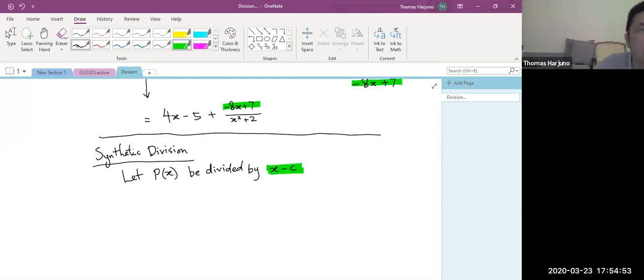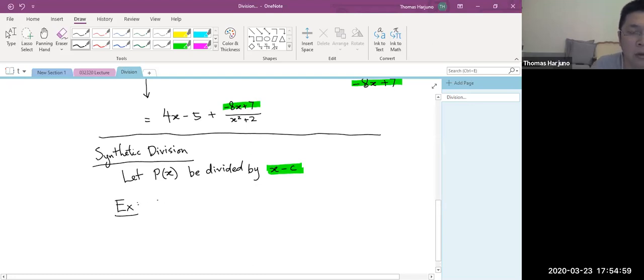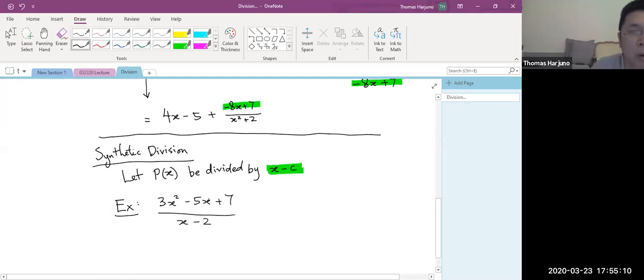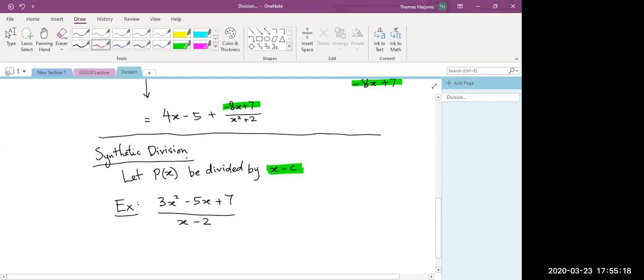Let's say, for example, so that we have a better view, if I have (3x squared minus 5x plus 7) over (x minus 2). So the polynomial, P(x), is the guy on the top. At the bottom, we have x minus c. So what's the c here? 2. The c is 2, that's right.